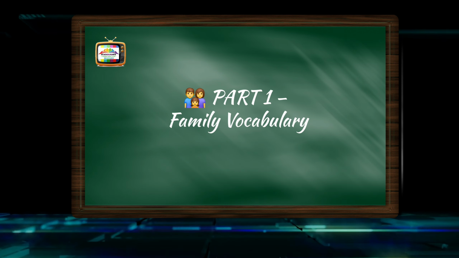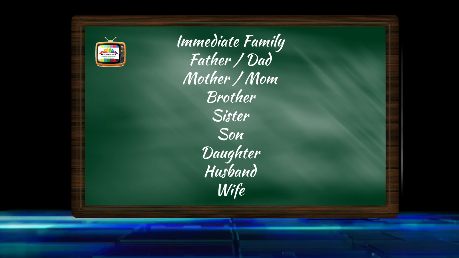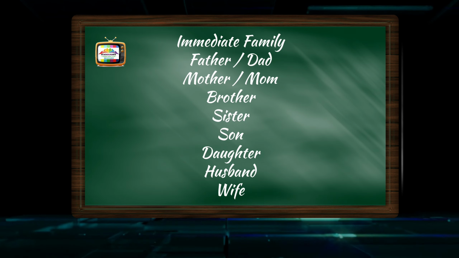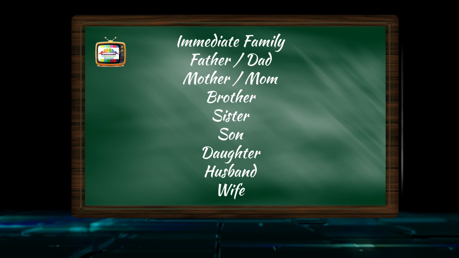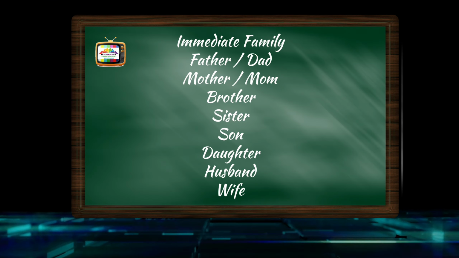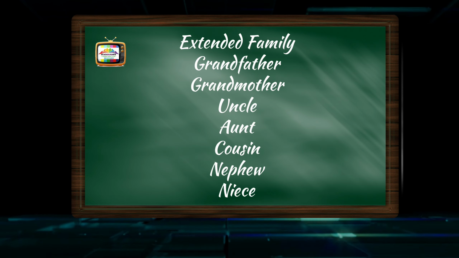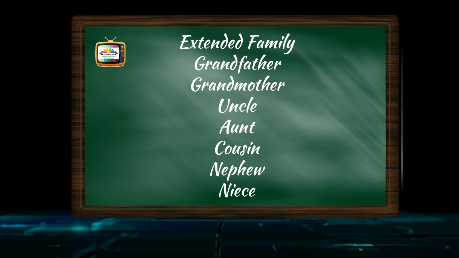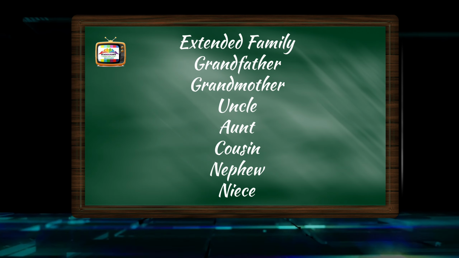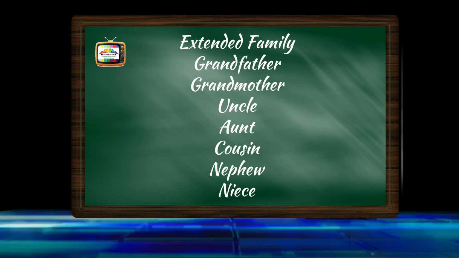Part 1. Family vocabulary. Immediate family: father, dad, mother, mom, brother, sister, son, daughter, husband, wife. Extended family: grandfather, grandmother, uncle, aunt, cousin, nephew, niece.